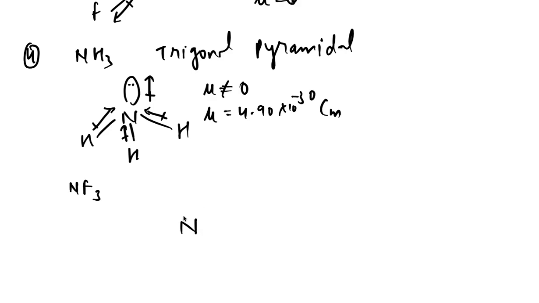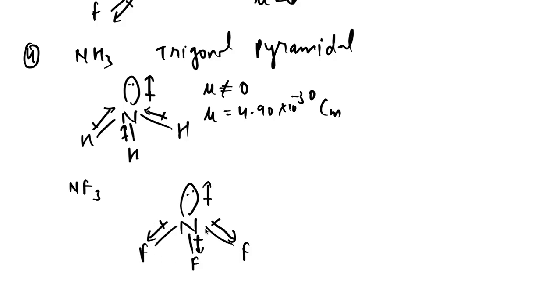If we show it, same structure, but instead of hydrogen we have fluorine. But now if we compare nitrogen and fluorine, fluorine is more electronegative, so the direction for showing the dipole moment will change. But the lone pair always shows towards the lone pair. So here you can see that they are actually in opposite direction.